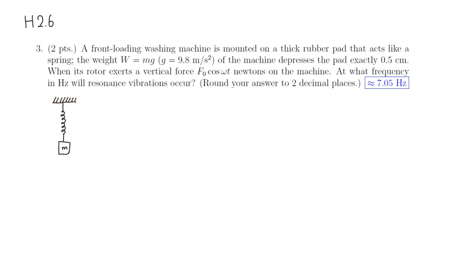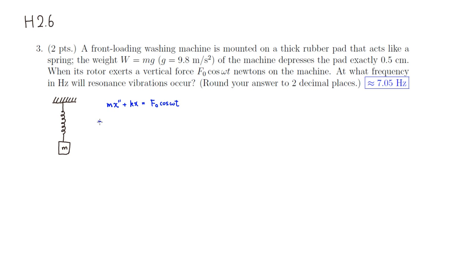All right, let's look at homework 2.6, problem number 3. We have a mass-spring system, so the equation is m x double prime plus k x is equal to an outside force F0 cosine of omega t.